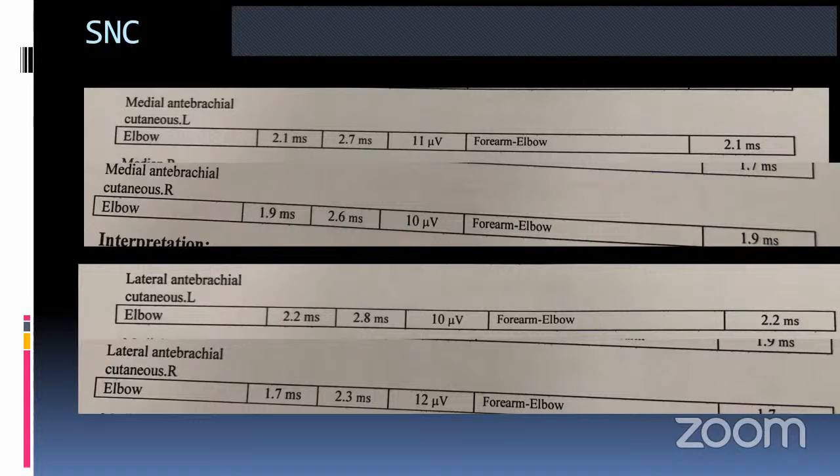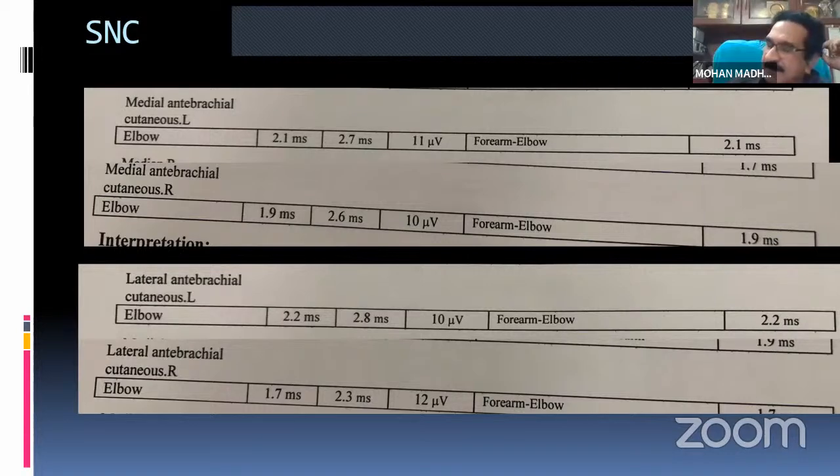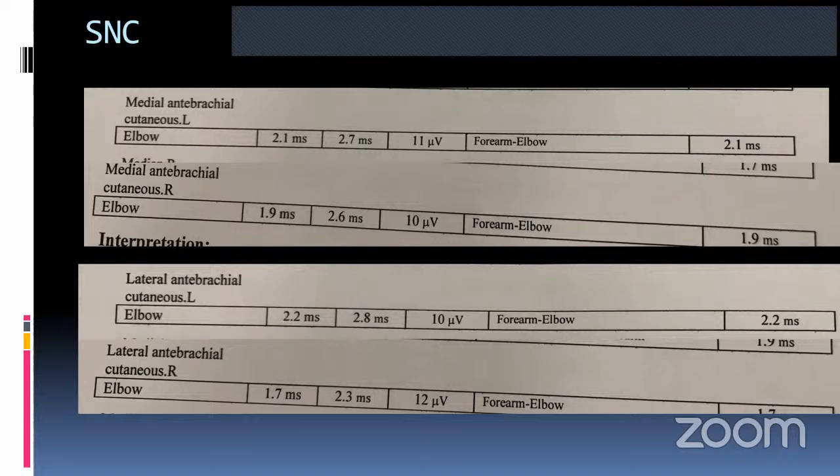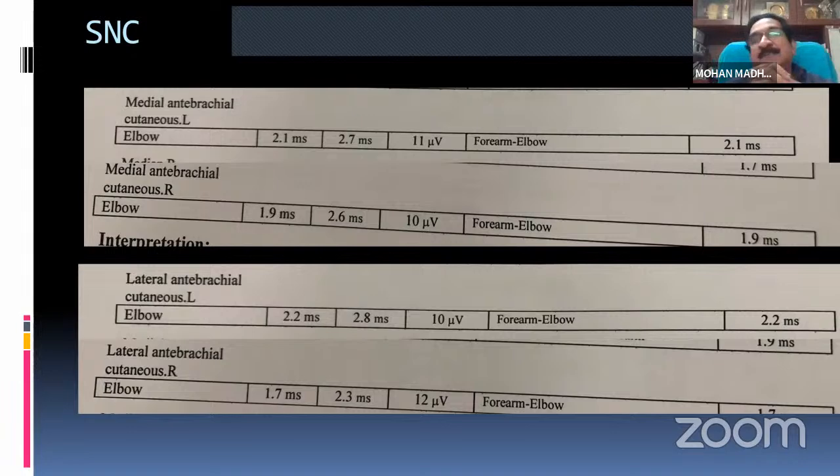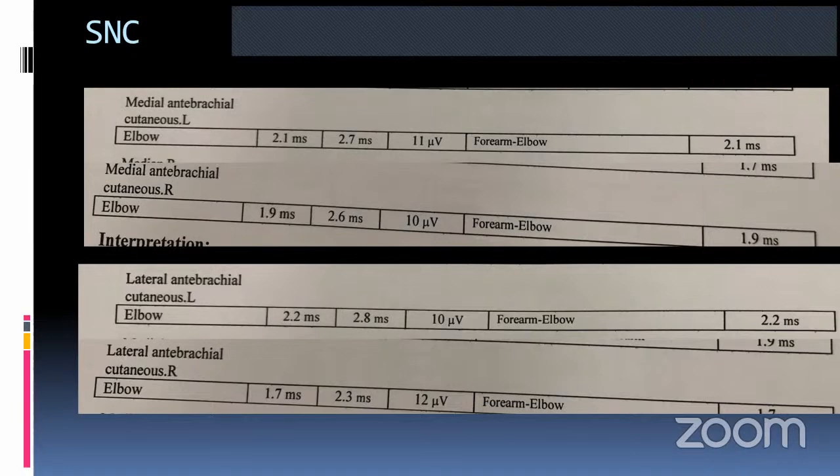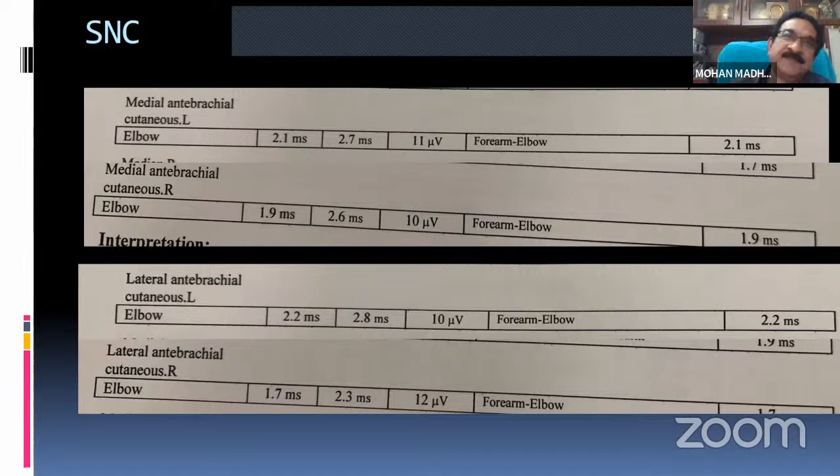SNAP is involved. Pardon? SNAP amplitudes are low. In radiculopathy, you get normal SNAP amplitude. So it's not a radiculopathy because the SNAP is affected. It cannot be root involved. It has to be distal to the root after coming from the spinal canal. Okay. So where should be the affection?